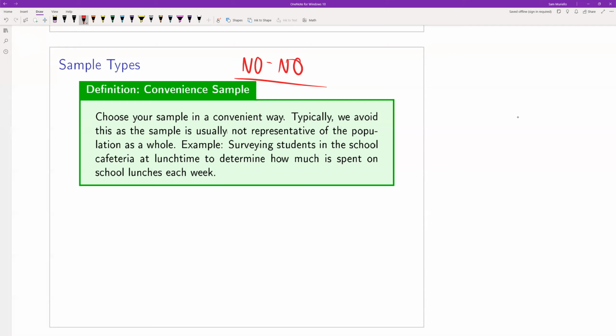We want to avoid this at all costs, because our data, we can crunch the numbers perfectly, we can do all the math right, we can make the most beautiful graph, but if our data was gathered incorrectly, the whole study's ruined. And so we need to be very, very cautious as we're going through and sampling that we gather our data in a good way.